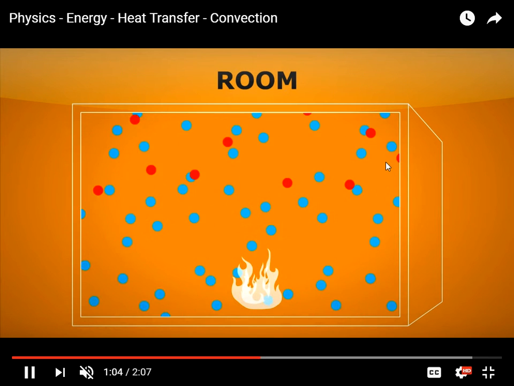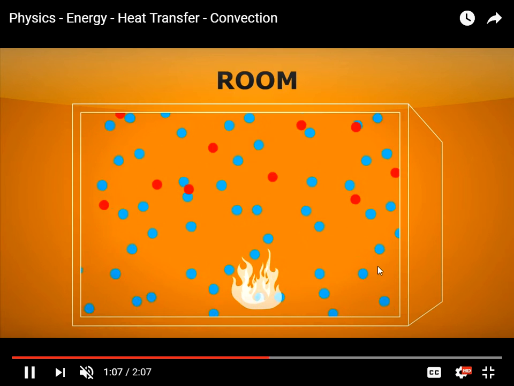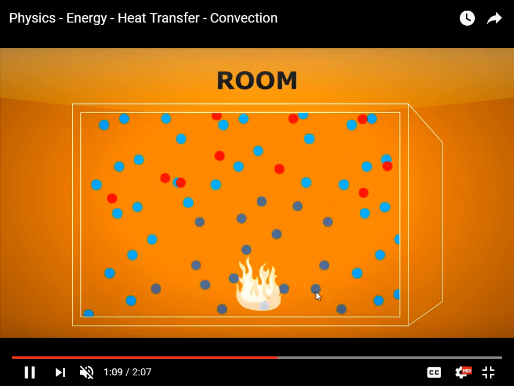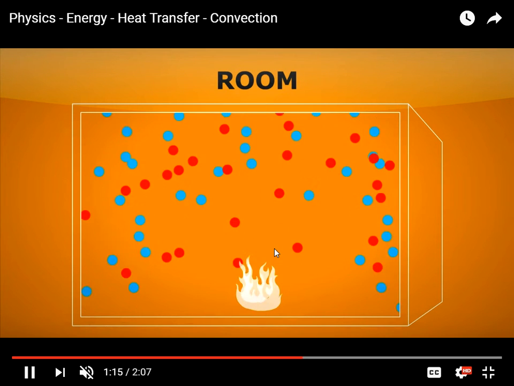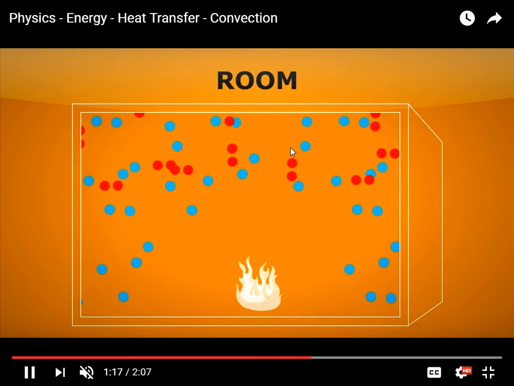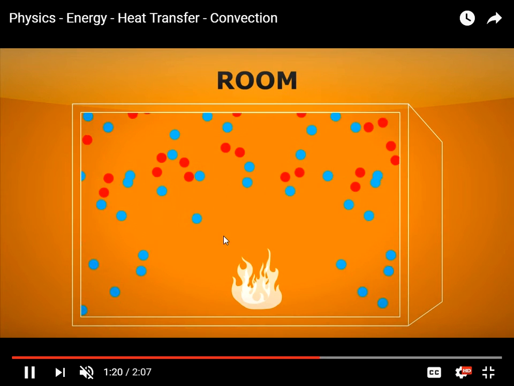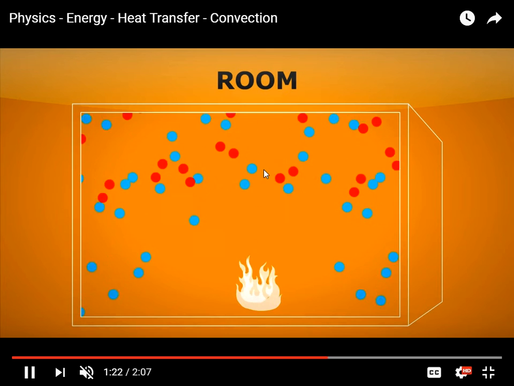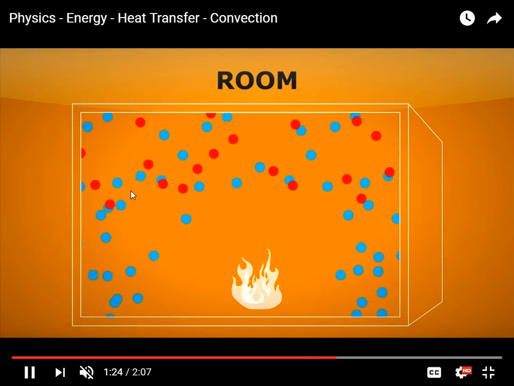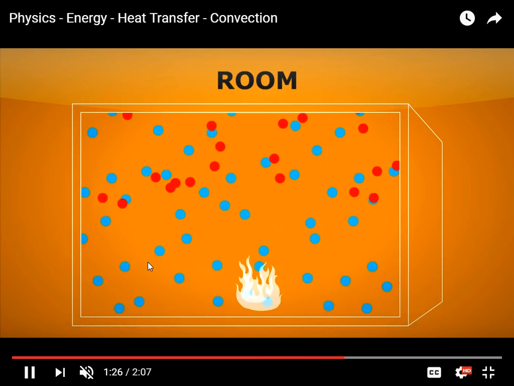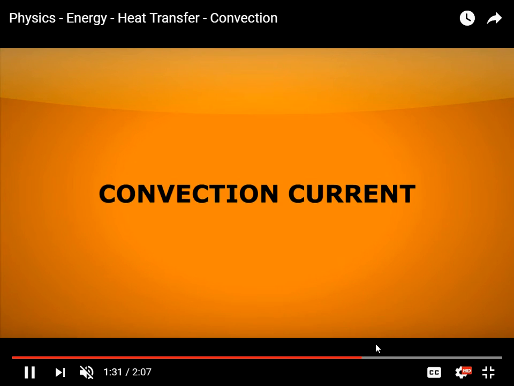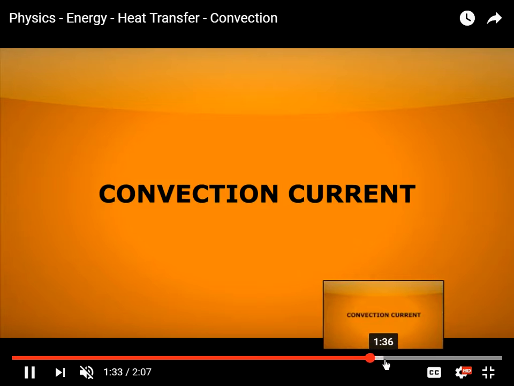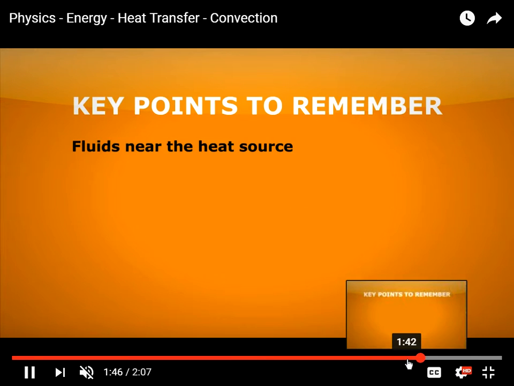Then the cooler particles, which are denser, they sink. When they come into contact with the fire, they are heated up and the spacing will be greater, volume greater, density lower, rise. So the process keeps going on both sides. Rise, sink, rise and sink. Eventually, the whole room will be heated up. So that is the convection current. We represent that with an arrow.